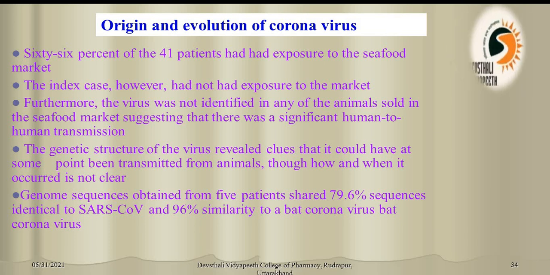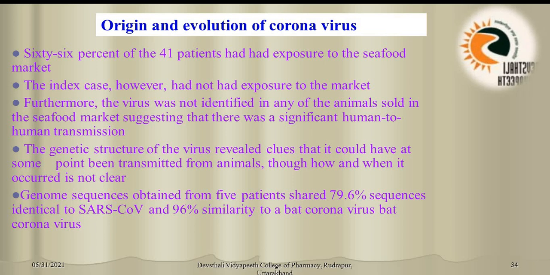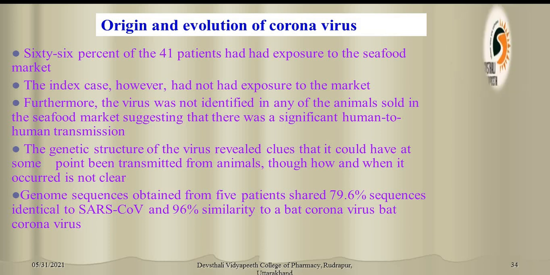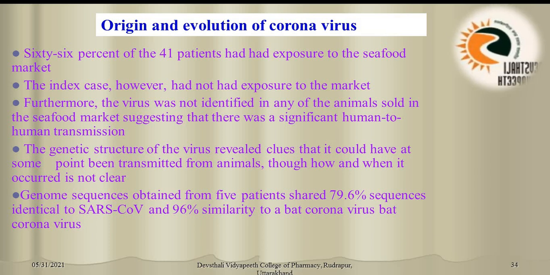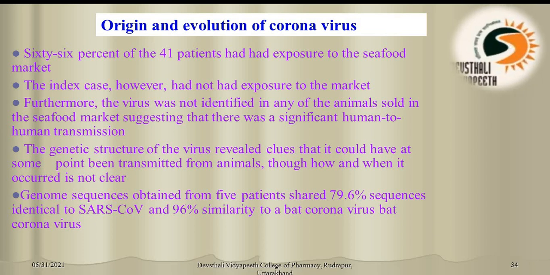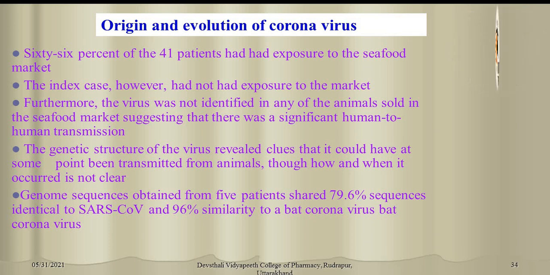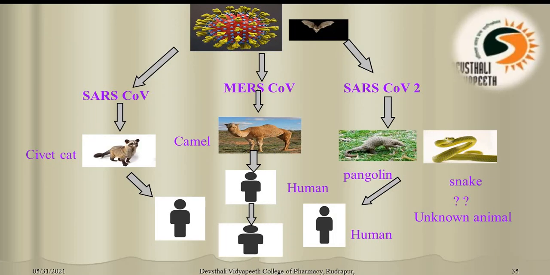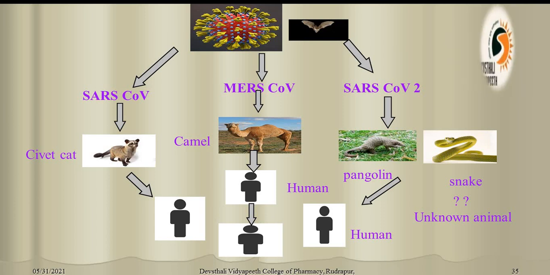Then, genome sequences were identified from 5 patients. The sequences of the genomes were taken, and they had 79.6% sequence identity to SARS-CoV of 2003, and 96% similarity to bat coronavirus. That means the virus was also related to SARS-CoV of 2003, and the origin also suggested that it was 96% similar to bat coronavirus. So overall, what could we conclude from the diagram?